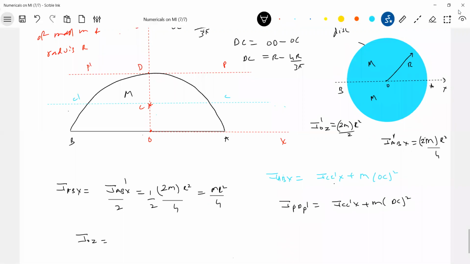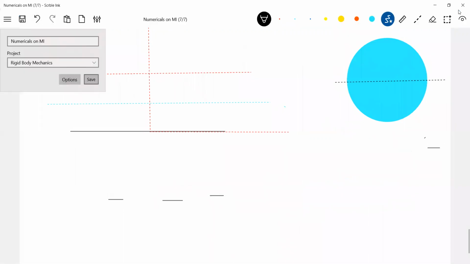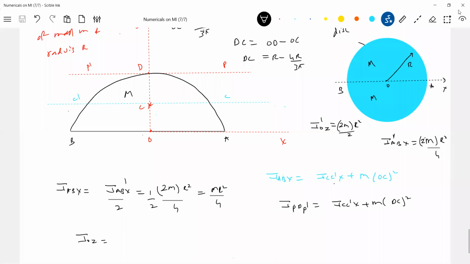So now if I remove the symmetric element, I remove the upper part, then the moment of inertia will become half, no? So IOZ dash by 2, so 2m R square by 2. I know IOZ. Can I calculate ICZ? Yes. IOZ equals ICZ plus m into OC square.